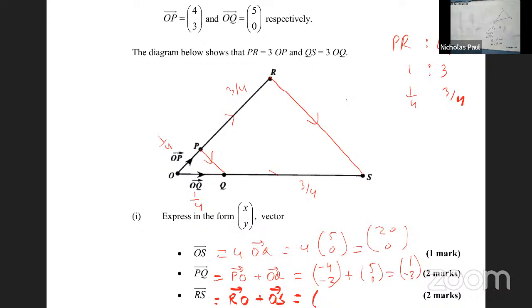I don't have much space, so I just multiply it and put in the value. 4 by 4 is 16, so that's minus 16. 4 by 3 is 12, so that's minus 12. I don't have any more space. Minus 16, minus 12. And I'm adding that to 20, 0. So the answer is positive 4, minus 12.